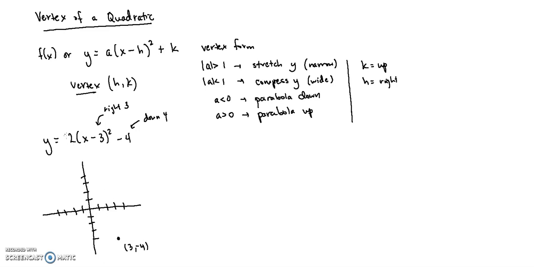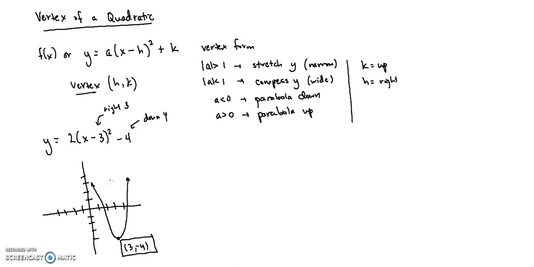And then it's positive, so it's going to be facing up, and it's going to be a little bit more narrow. And for right now, we're just going to go ahead and sketch that in, just to remember what it looks like. But you can see here that the vertex is at (3, negative 4). So you can go directly from the equation to the vertex by remembering that it's opposite sign, same sign.